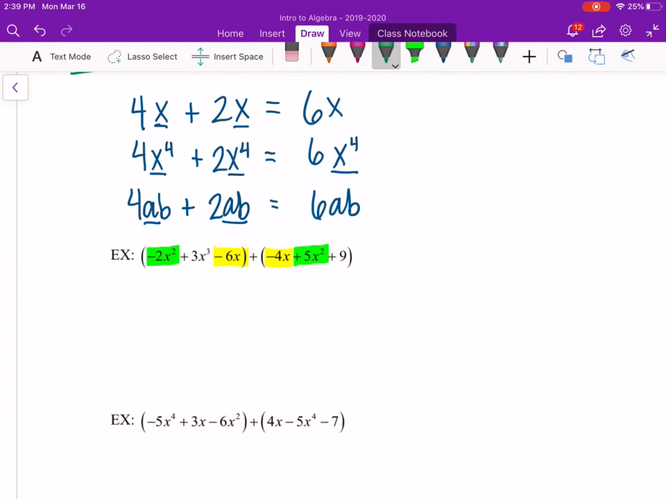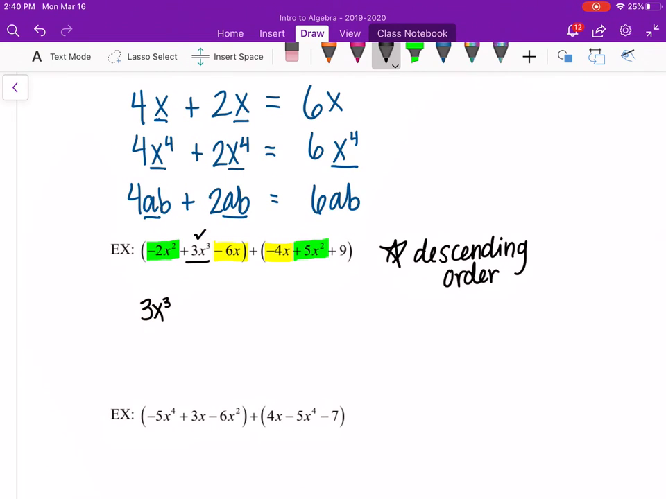So typically when we add, we like things to be in descending order. So descending order means that we start with the highest exponent and work our way down. So x to the third is going to come first. And then I've got negative 2x to the second and 5x to the second. So negative 2 plus 5 is 3. And remember, when you add x to the seconds to more x to the seconds, you just get x to the seconds. That exponent is not changing in any way.